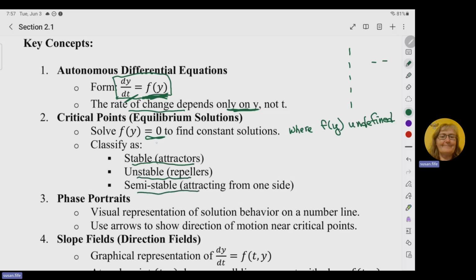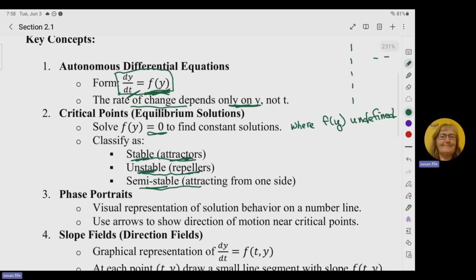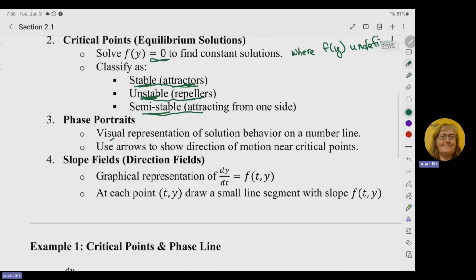If a critical point is stable, then it's called an attractor. If it's unstable, it's called a repeller. And if it's semi-stable, then it's attracting from one side and repelling from the other side. We're going to use a phase portrait to do a quick visual representation of the solution behavior. And we'll use arrows to show the direction of motion near the critical points.